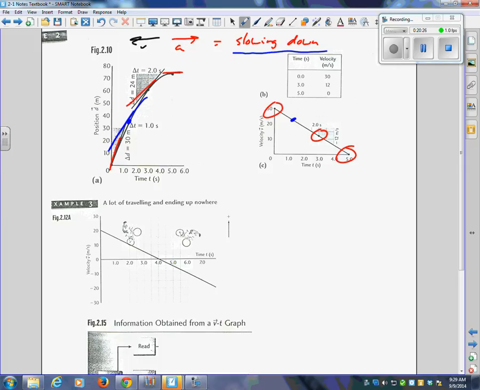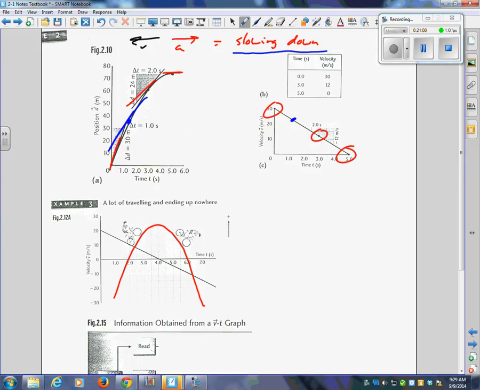Okay, example number 3. A lot of traveling and ending up nowhere. It kind of sums up today's lesson a little bit in some sense. You will notice in the textbook that the person is riding a bike up a very light green hill. Can you see it in the background there? No. In the textbook, not on your sheet. If you want to draw it in there, you can. I'm not convinced that it helps. It kind of makes it confusing in my mind.